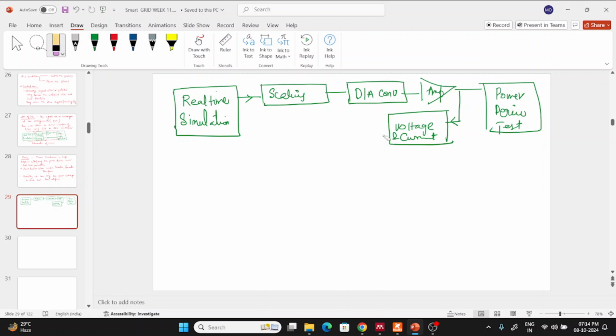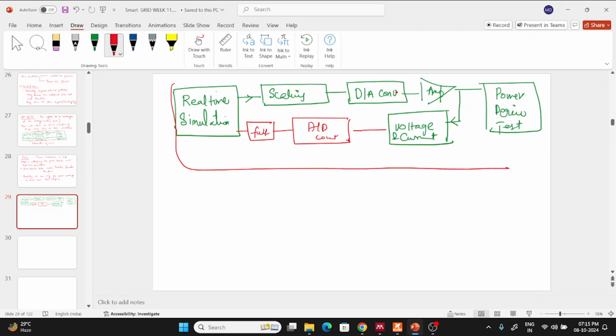This will feed back to the analog to digital converter through filters to the simulator. So this is how power devices are interfaced using PHIL simulation. Okay.